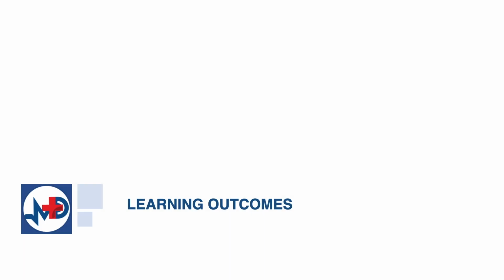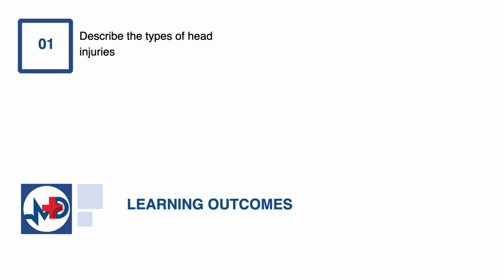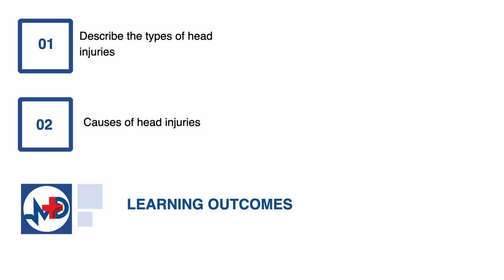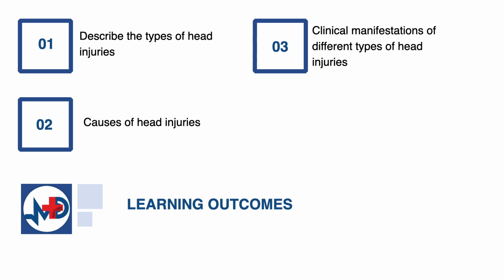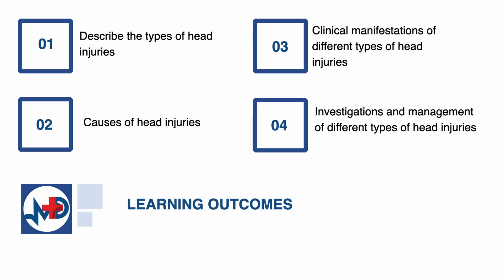By the end of this topic, you should be able to describe the types of head injuries, discuss the causes of head injuries, explain the clinical manifestations of different types of head injuries, and finally, outline the approach to head injuries in terms of investigations and management.